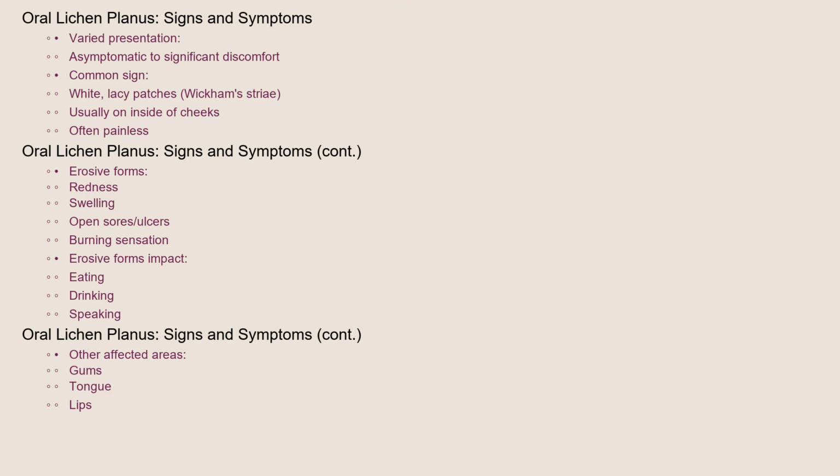The signs and symptoms of oral lichen planus can vary widely from person to person. Some individuals may experience no symptoms at all, while others suffer from significant discomfort. The most common presentation is the appearance of white, lacy patches called Wickham's stria, usually found on the inside of the cheeks. These patches are often painless. However, other forms of oral lichen planus can cause redness, swelling, open sores or ulcers, and a burning sensation. These erosive forms can make eating, drinking, and even speaking painful. In some cases, the gums, tongue, and lips may also be affected.